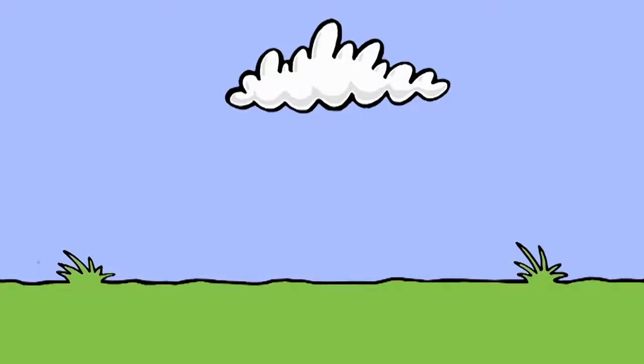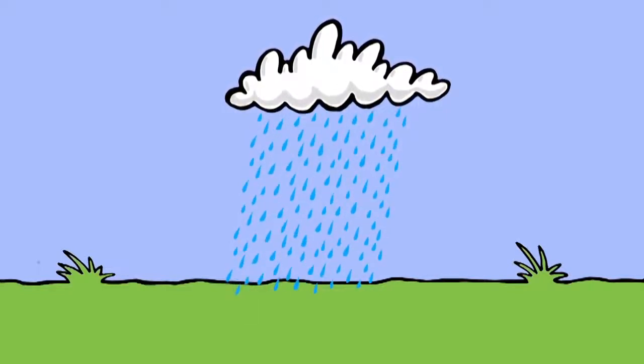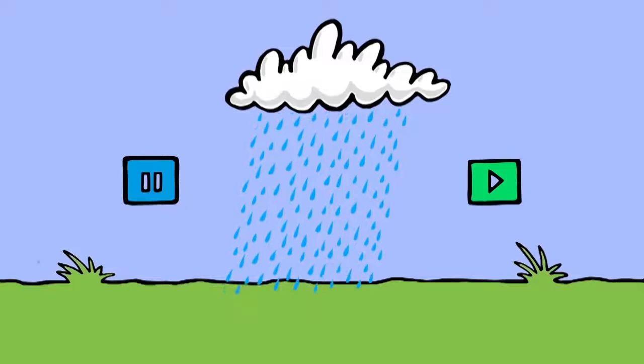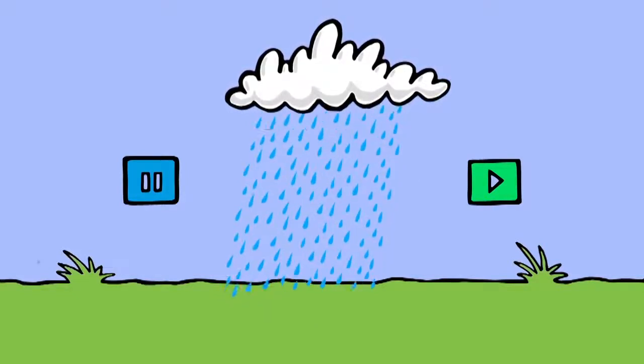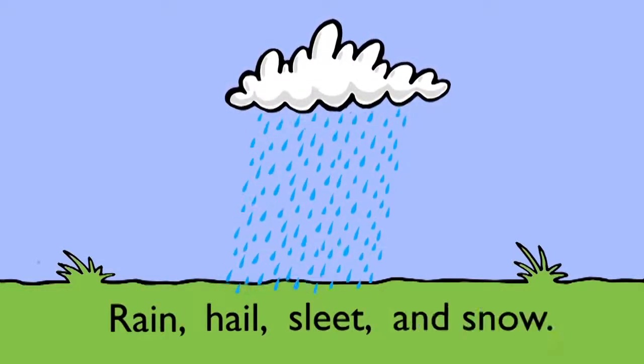It falls back down. A fancy word for this is precipitation, and it can take many forms. Can you name a few? Pause the video and continue when you can name at least 4 forms of precipitation. The correct answers include rain, hail, sleet, and snow.